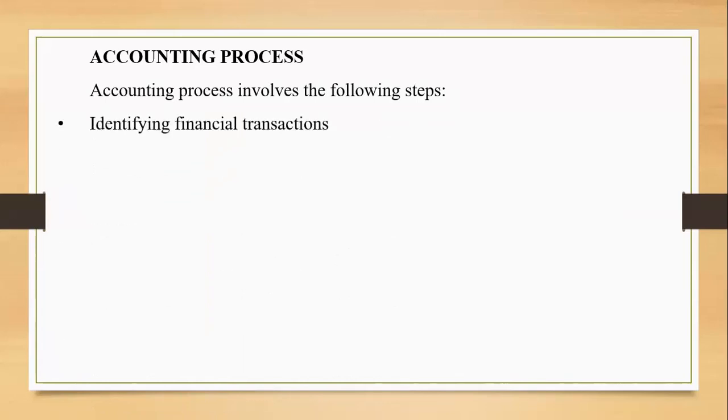Number one, identifying the financial transactions. We need not explain it again. We all know this. We need to identify, as Ronak replied, whether it is of financial nature or not, whether this has to be recorded or not. That is the first step in the accounting process. When we start the numericals, this is the first thing we will be taking care of.